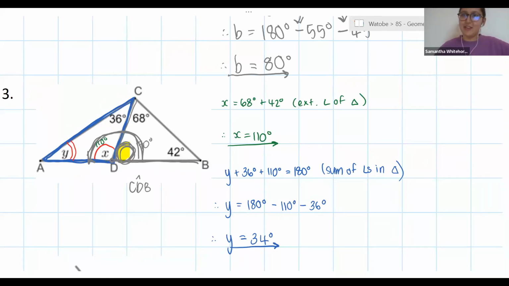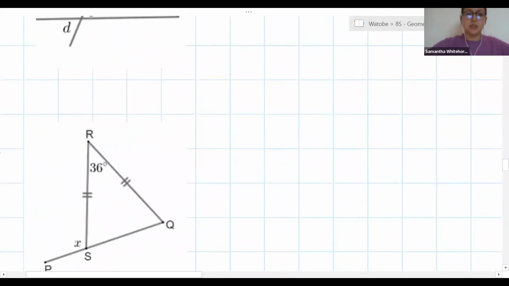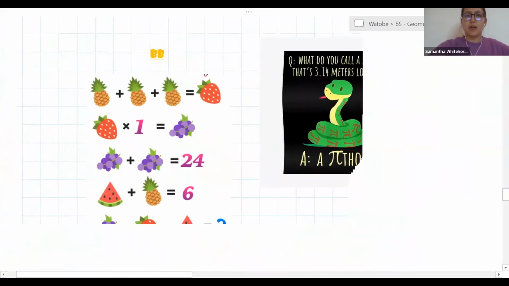Right, guys. So like I say, lots of different ways that we can do it. As long as you put all your reasons there, that is absolutely fine. Right, I'm going to give you one more before we take a break. Actually, no, there's too many angles there. Let's take a little break and then we will carry on.